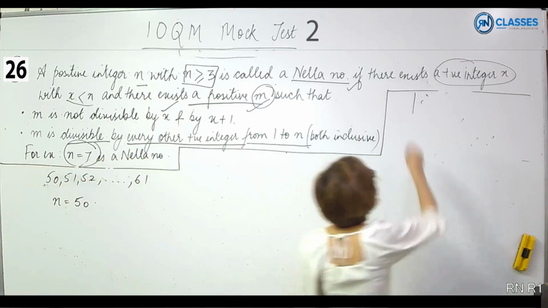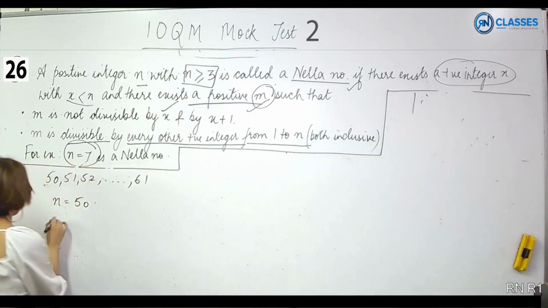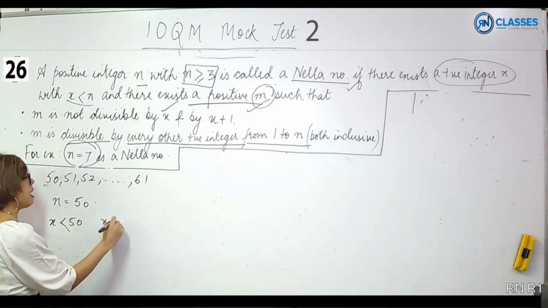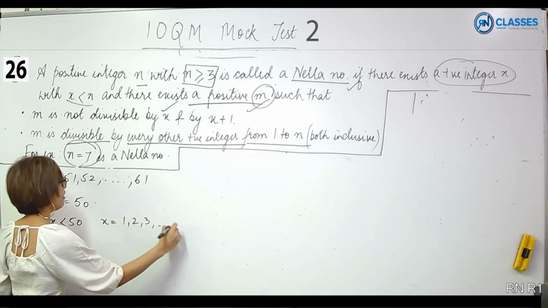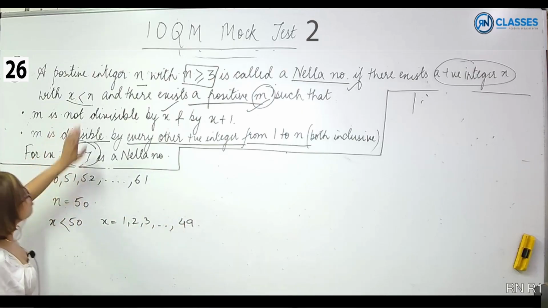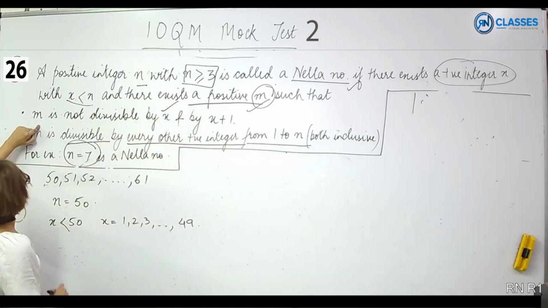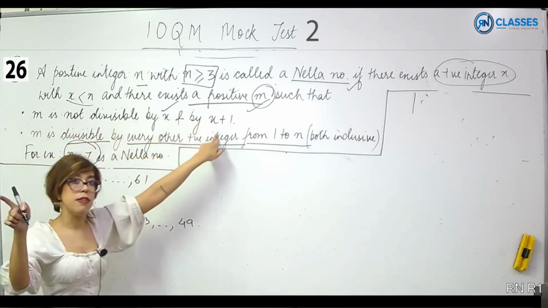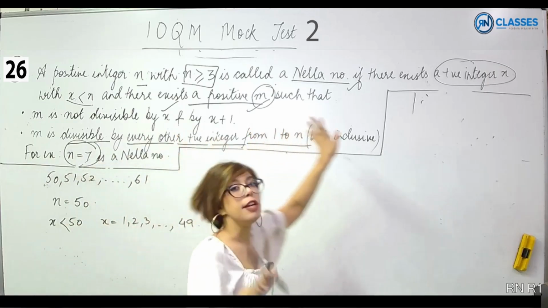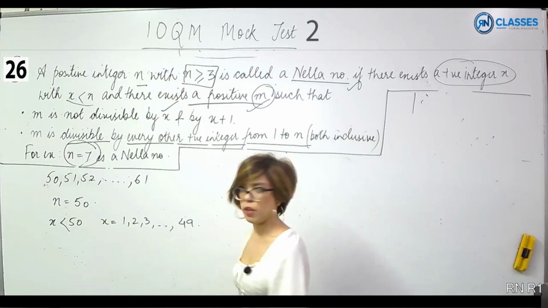For that, I need to have an existence of x. Now, x should be less than n. That means possible values of x are 1, 2, 3, and so on till 49. Along with this, I should be able to find a positive m such that m is not divisible by x plus 1, and m should be divisible by every other positive integer from 1 to n. Now the thing is, I have too many options for x.